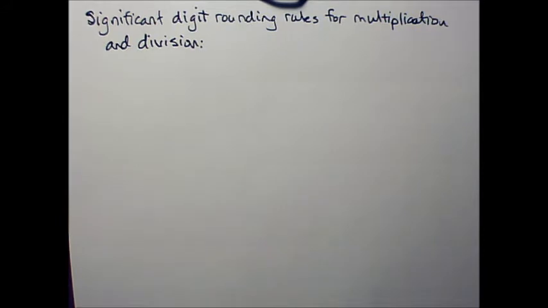There's a different set of rules for rounding, for handling significant digits when you're doing multiplication and division. This is different from addition and subtraction, which we covered yesterday. And the reason has to do with the nature of the math.